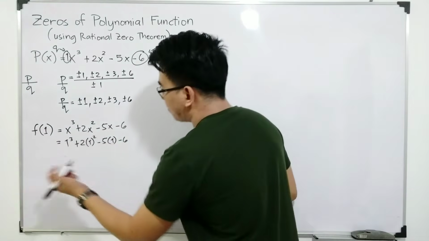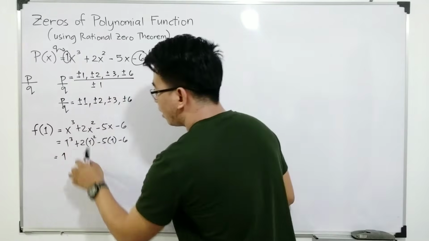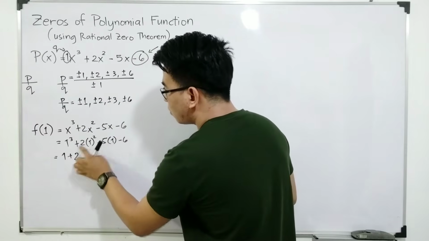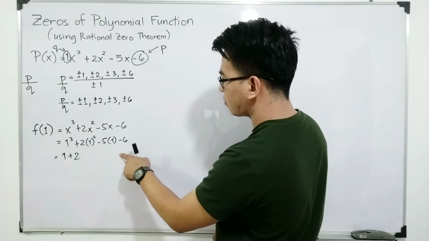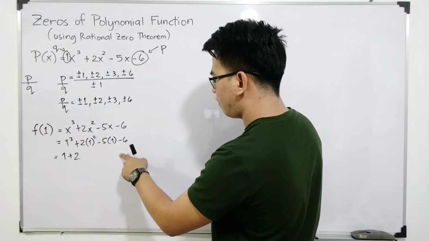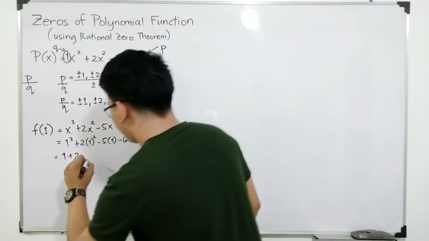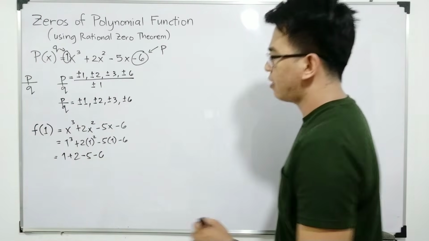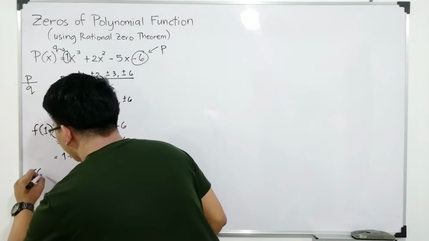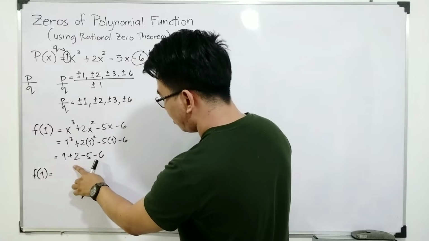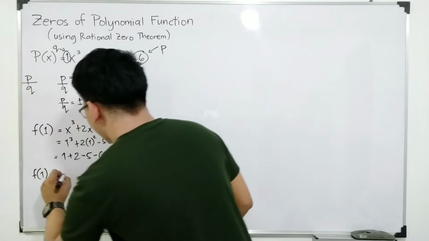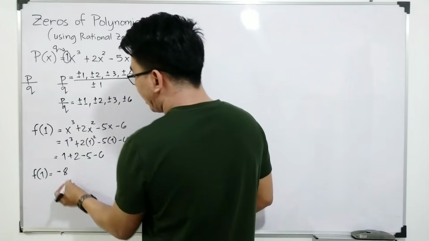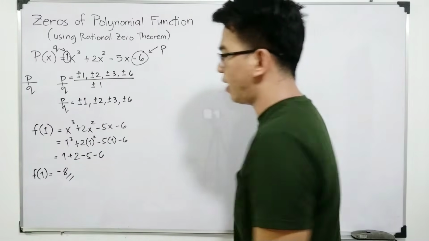Again, I'm replacing the x with the value of 1, minus 5 times 1, minus 6. Simplifying these powers or exponents, 1 cubed is 1, plus 1 squared is 1 times 2, that is 2. And this one, we have negative 5 times 1. This will give us negative 5 minus 6. Simplifying this will give us f of 1 is equal to negative 8. As you can see, the remainder here is negative 8. Meaning, our 1 is not 0.